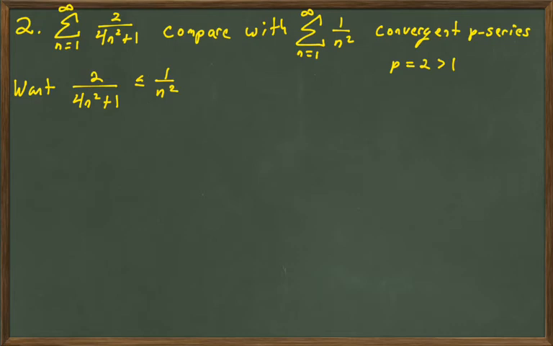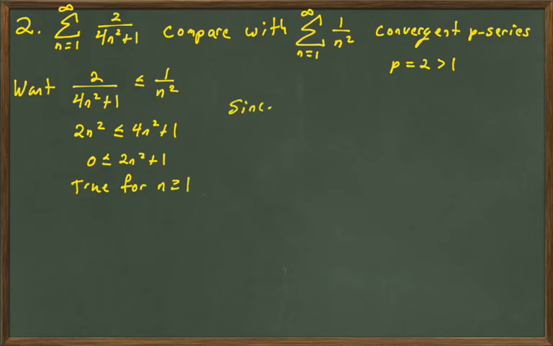Alright, so we're going to go ahead and cross multiply. The inequality will be preserved. And we can subtract 2n squared from both sides. And so 0 is less than or equal to 2n squared plus 1. And that's going to be true for any positive integers. So we only really need this for n greater than or equal to 1. So we have that condition met.